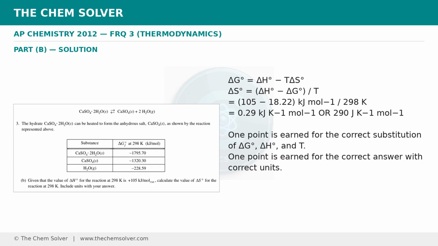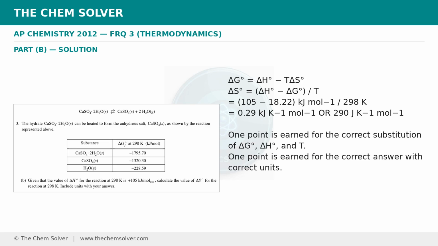ΔG° = ΔH° − TΔS°. ΔS° = (ΔH° − ΔG°)/T = (105 − 18.22) kJ mol⁻¹ / 298 K = 0.29 kJ K⁻¹ mol⁻¹, or 290 J K⁻¹ mol⁻¹.